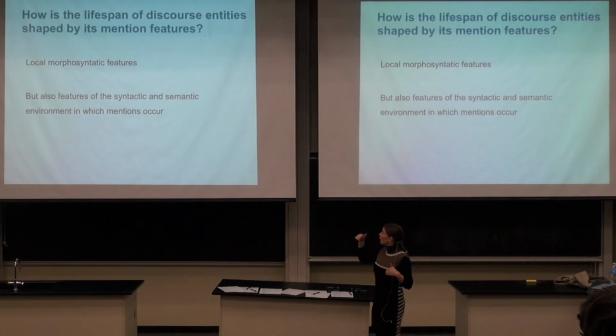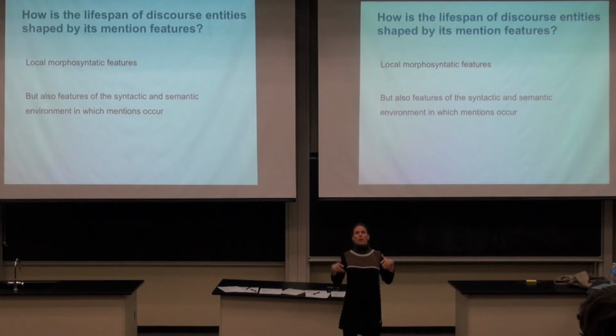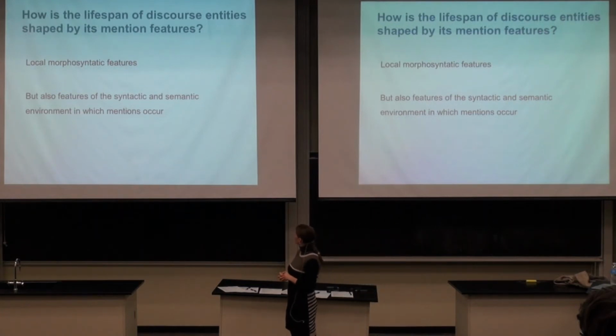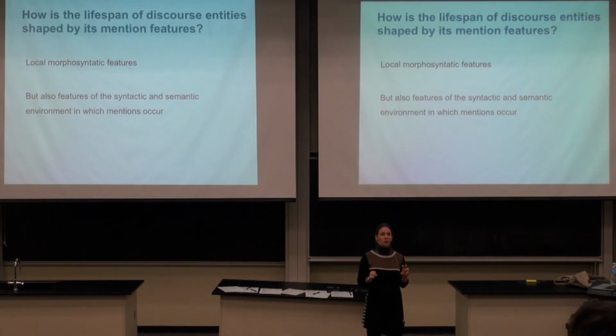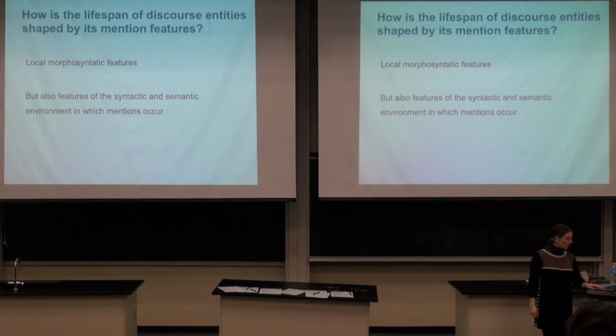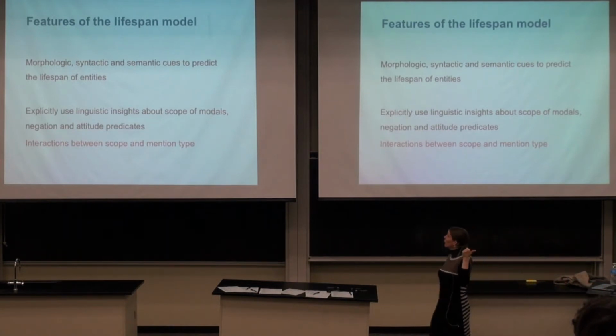Okay, and so looking at what a lot of people have been doing since the 70s, looking at the local morphosyntactic features of a mention, whether I'm a noun, whether I'm a proper noun, whether I'm animate, singular. We're going to get back to this in a minute, but then also look at the syntactic and semantic features of the environment of the mention, which have been talked about a lot by linguists. So the features of the lifespan model are going to be morphologic, syntactic, and semantic.